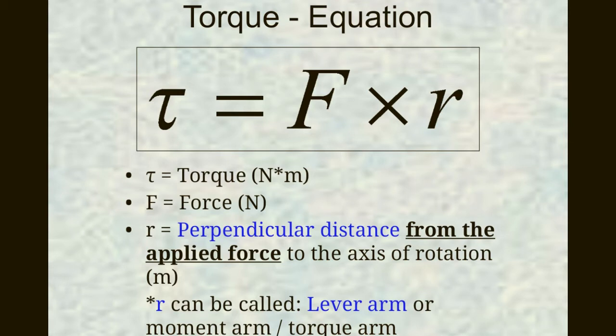The unit for force is newtons, so that's where that N comes from. The unit for R, any kind of distance, is meters. So that's where the unit for torque comes in. It's N times M. Again, the R is a perpendicular distance from the applied force to the axis of rotation. So, like I said, it can be called the lever arm or the moment arm, or sometimes even the torque arm. But it's the perpendicular distance from the applied force.